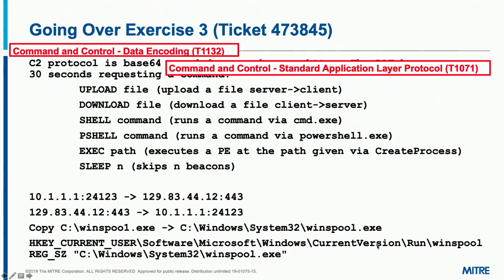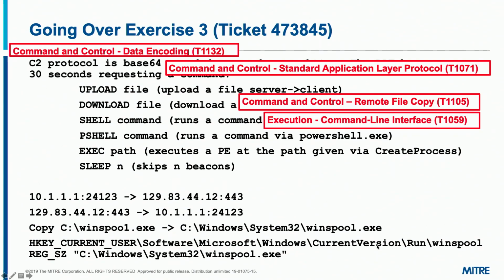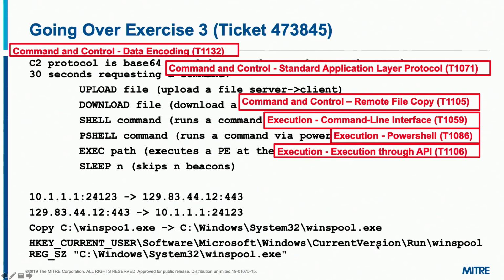We have that it's downloading files. So this is remote file copy. We have that it's able to do a shell command. So this is execution, command line interface. Similarly, we have that it can do PowerShell commands. So this is execution, PowerShell. We have that it can execute a PE via an API call. And so that's this create process here. And so that would be execution through API.